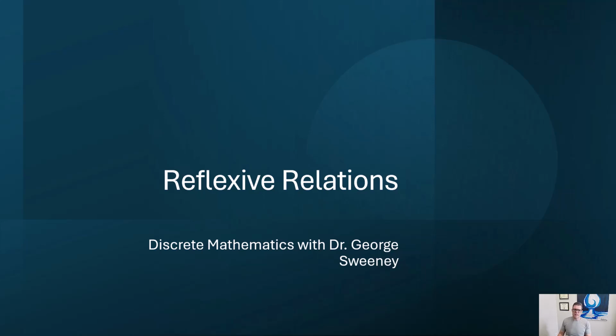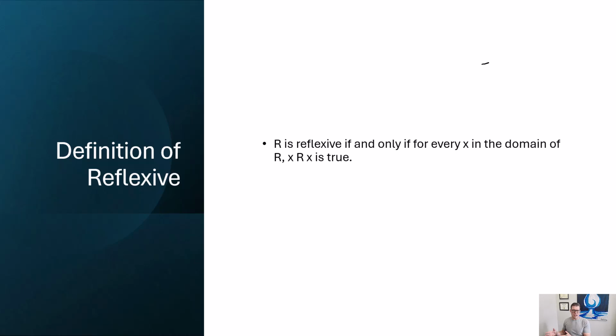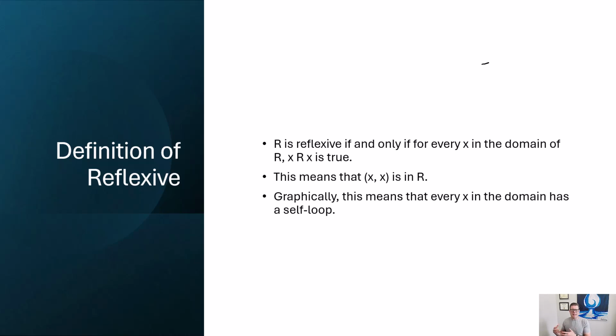So let's look at the first kind of relation. These are called reflexive relations. By definition, a reflexive relation is one where for every x in the domain of R, XRX is true. That means that (x, x) is in R. Graphically, that means that every x in the domain has what's called a self-loop. We're going to look at those in just a moment.